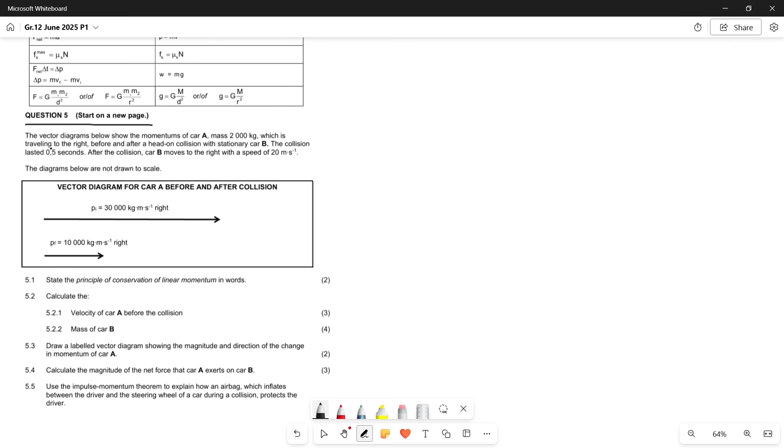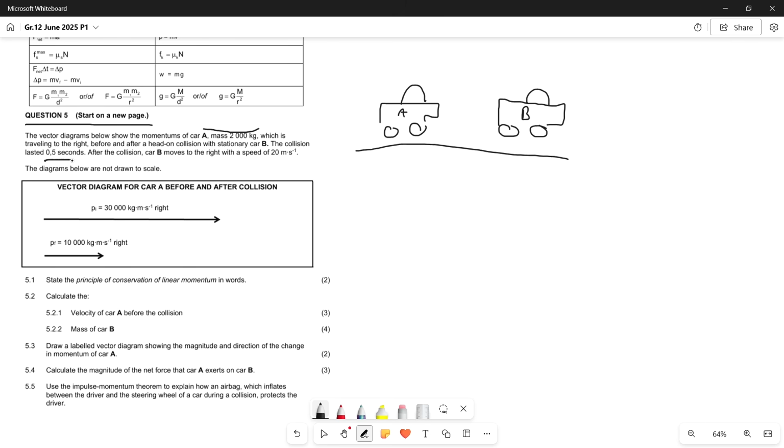So question 5 says the vector diagrams below show the momentums of car A, mass 2,000 kilograms, which is traveling to the right, before and after a head-on collision with stationary car B. Cool. Then it says the collision lasted 0.5 seconds. Okay. After the collision, car B moves to the right with a speed of 20 meters per second to the right. Okay. So the diagrams below are not drawn to scale.